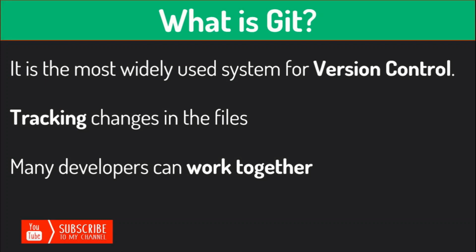So what is Git? It is the most widely used system for version control. Git is a software used for tracking the changes in files. It is usually used for coordinating work among various team members who are working on different or same parts of a system which is currently under development.